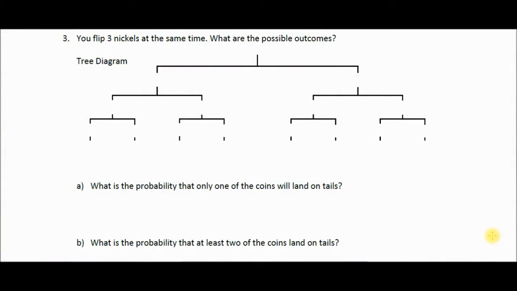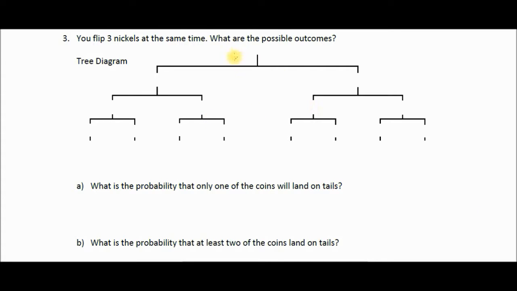Alright class, let's tackle the last two questions, 3 and 4, on your tree diagrams class or homework assignment. Number 3 says, you flip 3 nickels at the same time. What are the possible outcomes? Now we've already done 2 coins on the other side of this sheet. All we're doing now is adding a third coin.